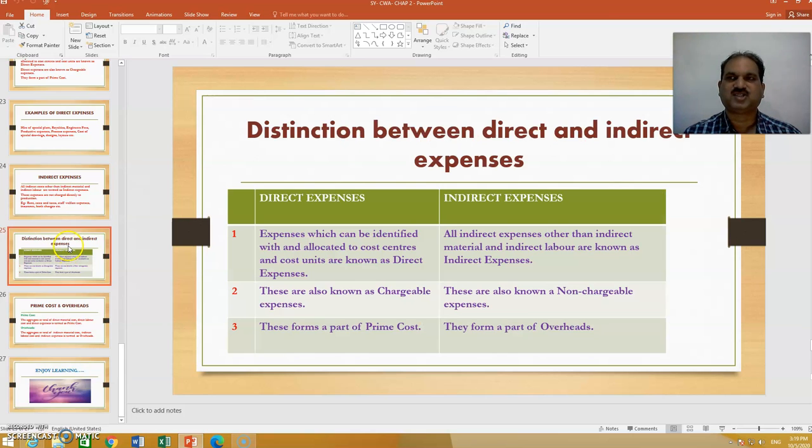Let's have a look at distinction between direct and indirect expenses. Direct expenses are easily identified with and allocated to cost centers and cost units, whereas indirect expenses other than indirect material and indirect labor are known as indirect expenses. Direct expenses are also known as chargeable expenses, whereas indirect expenses are known as non-chargeable expenses. Direct expenses form a part of prime cost, whereas indirect expenses form a part of overheads.